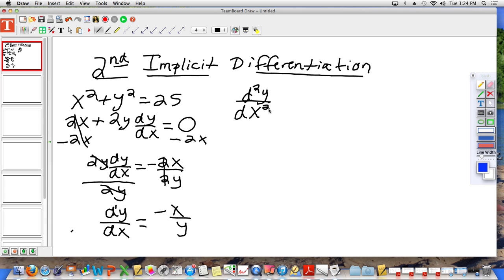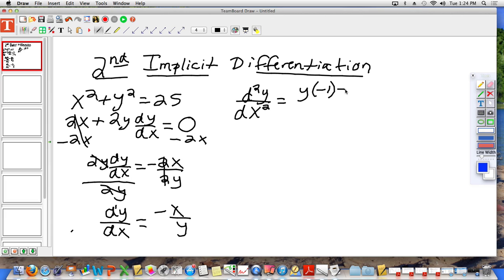So, if you were going to find the derivative of negative x over y, what do you have to use? The quotient rule. So let's do it. And every time you find the derivative of a y, you need to tack on dy dx. So the second derivative of that thing is going to be the denominator, which is y, times the derivative of the numerator, which is negative 1, minus the top, which is negative x.